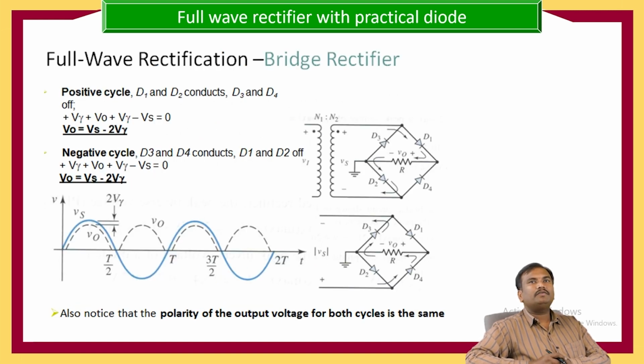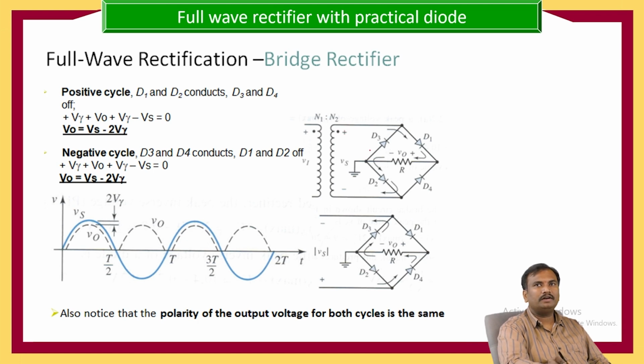And when we go with full wave rectification with a bridge rectifier, the output voltage will be equal to Vs minus 2V gamma. Here if we apply KVL from the input to the load, that is plus V gamma plus V0 plus V gamma minus Vs is equal to 0. Here V0 is equal to Vs minus 2V gamma. In the same way, in the negative half cycle also D3 and D4 conduct, so the output voltage is equal to Vs minus 2V gamma.